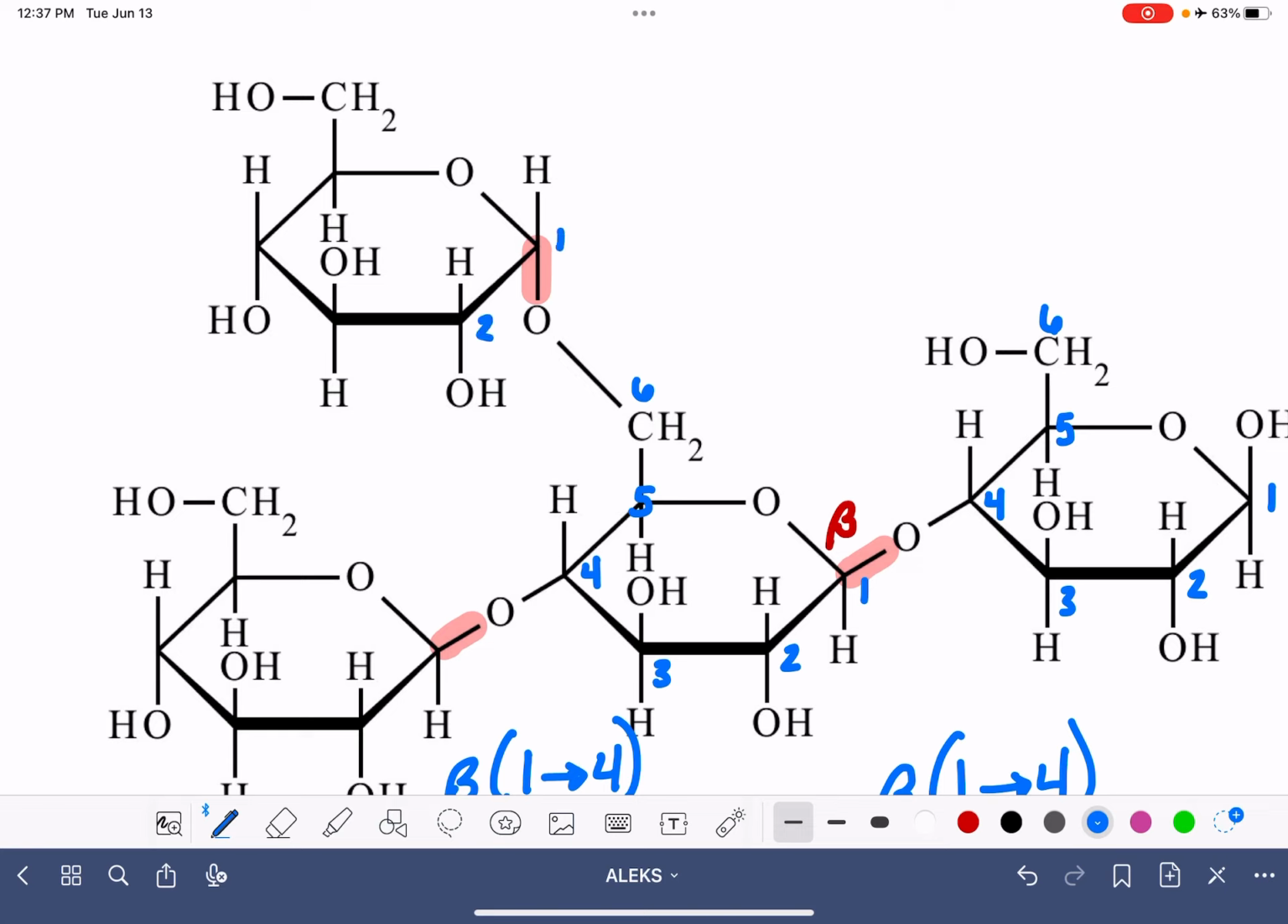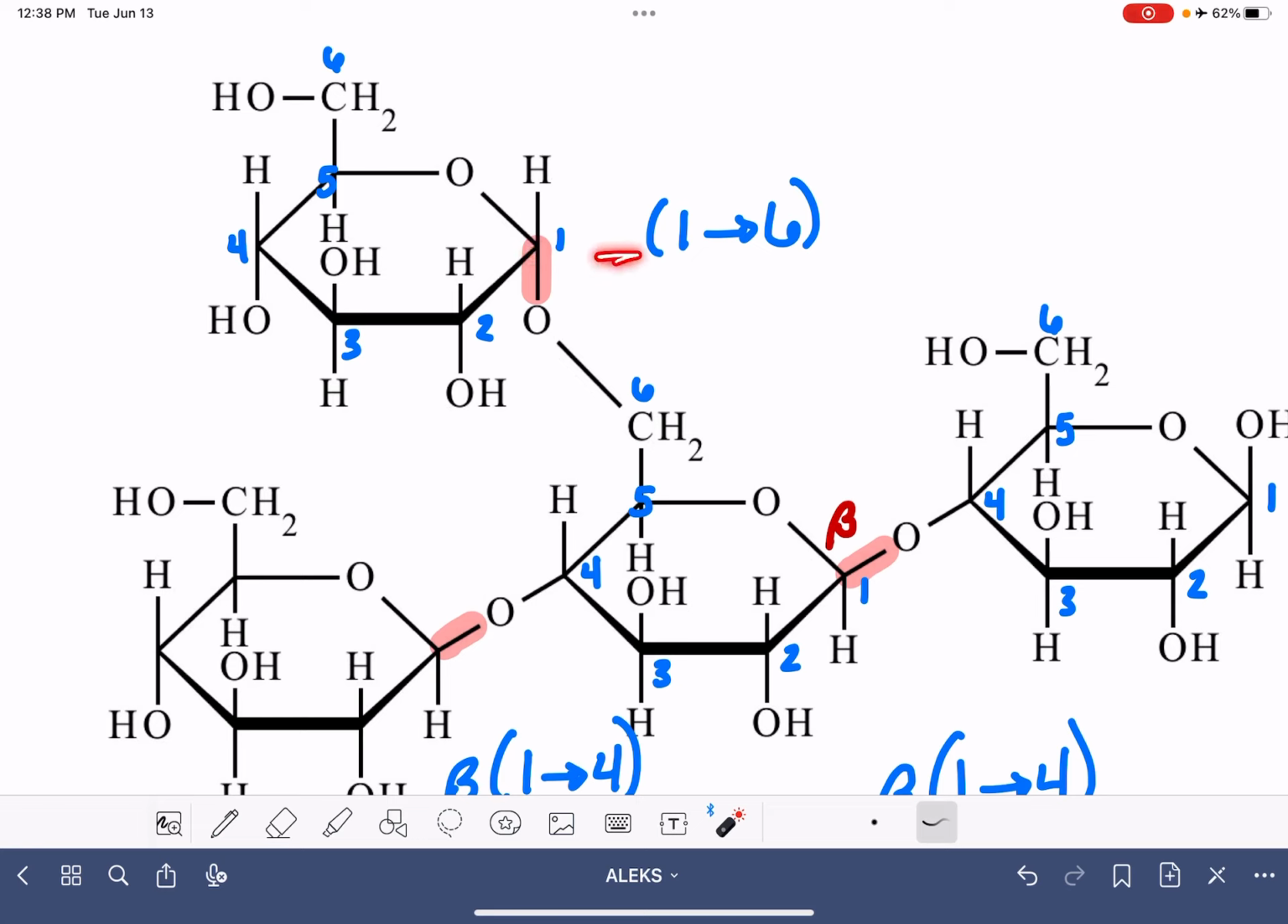We're going to number the individual monosaccharide, or the individual ring. So we can see that this glycosidic bond connects carbons 1 and 6. So we're going to put that in parentheses. The bond goes from carbon 1 of one ring to carbon 6 of the other ring.